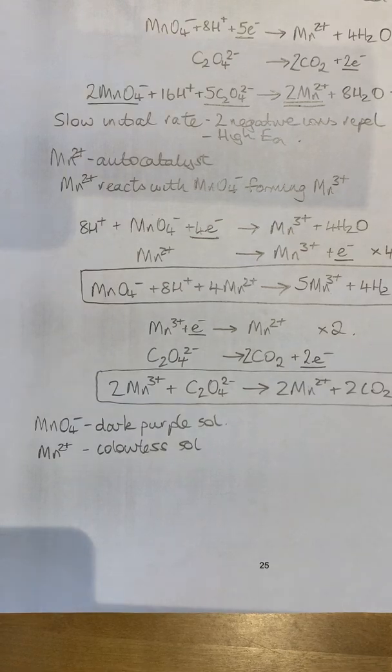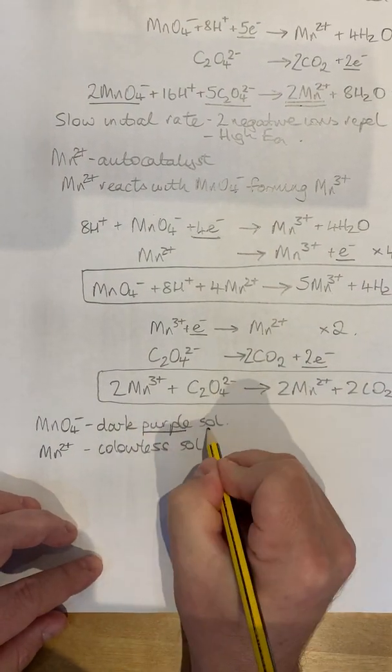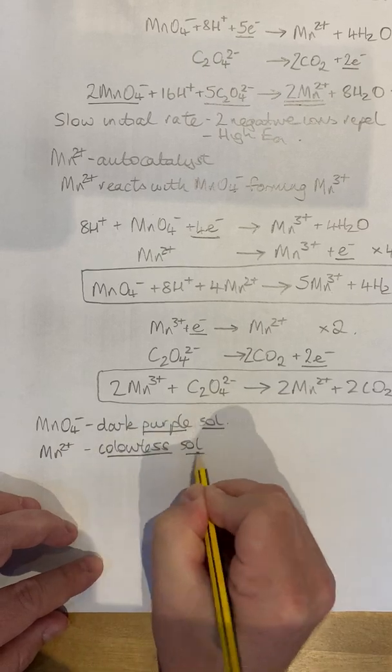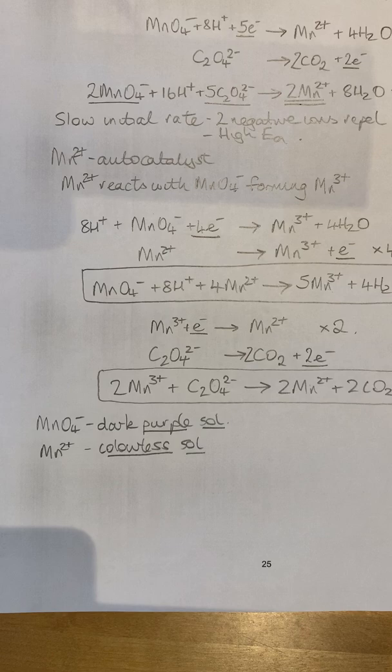Remember, anytime you're stating observations, you need the colour and you need the phase in both. And we never ever say clear. It's always colourless. Never write clear down.